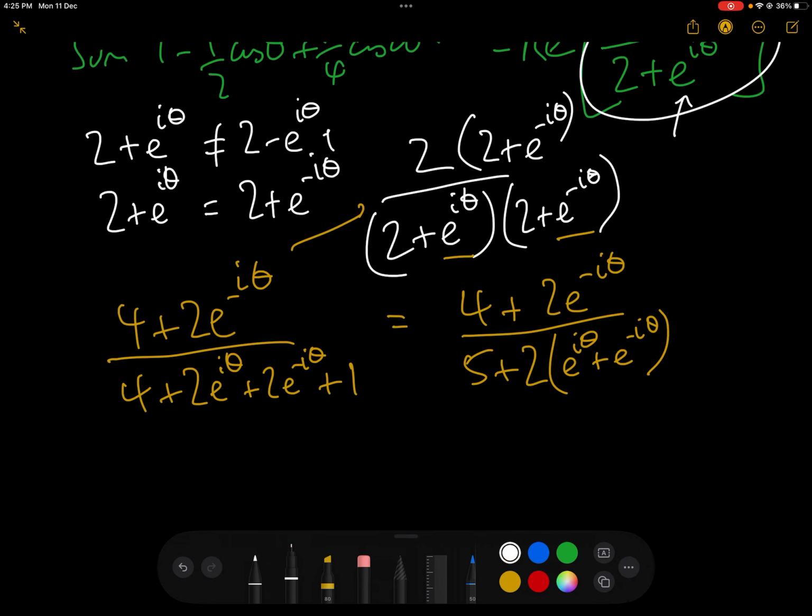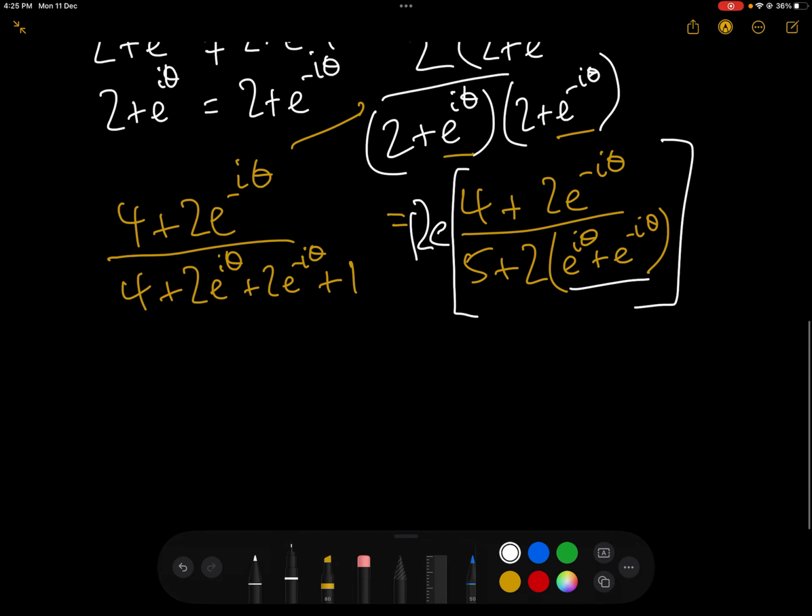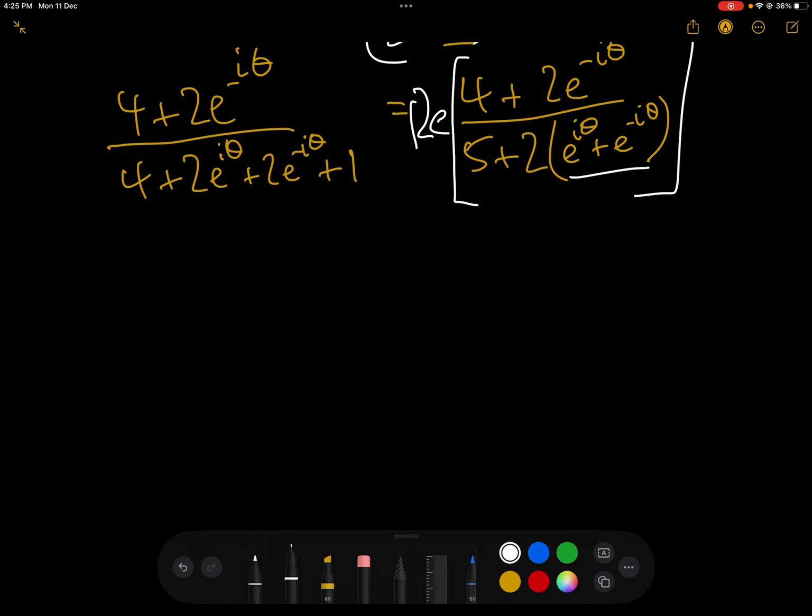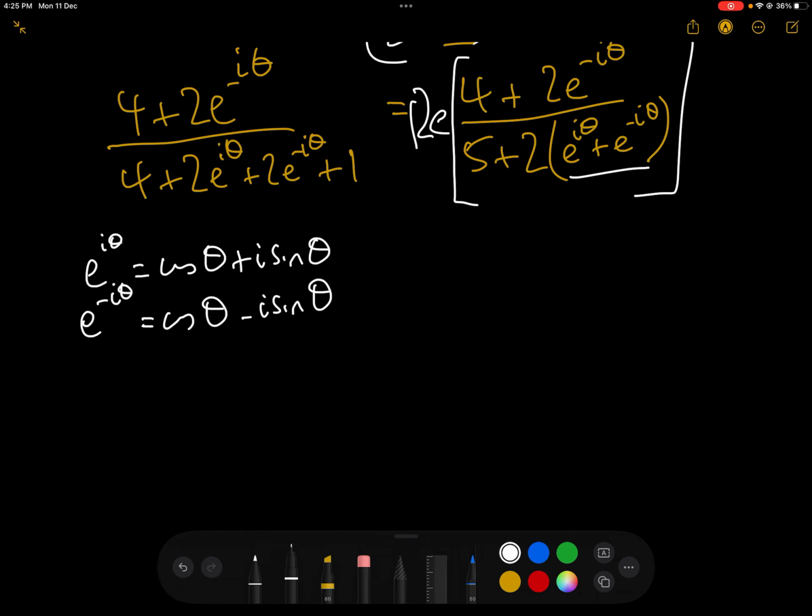Now, our sum that we want is the real part of this. All right, so we've still got a little bit of work to do. What is e to the I theta add e to the minus I theta? Well, just from our basic e to the I theta equals cos theta add I sine theta, and e to the minus I theta is cos theta minus I sine theta, then e to the I theta add e to the minus I theta is 2 cos theta, just adding these two together.